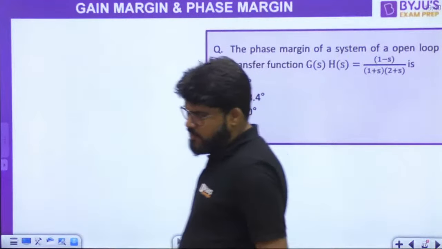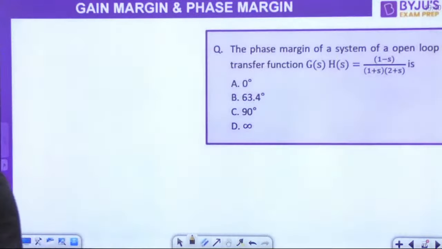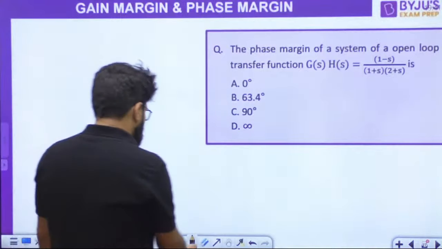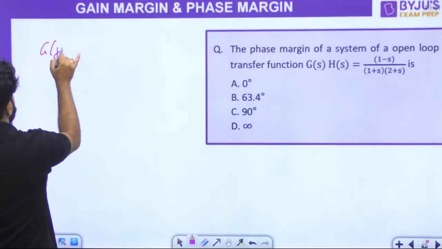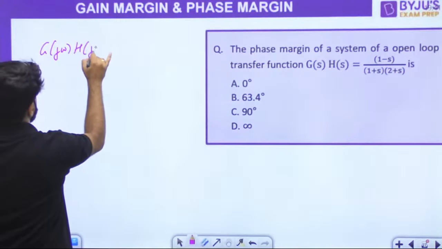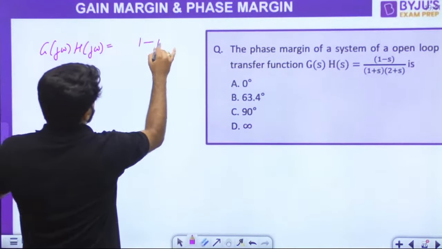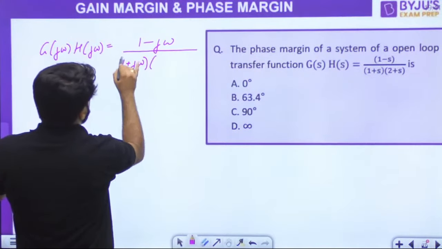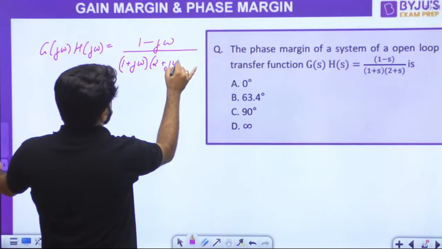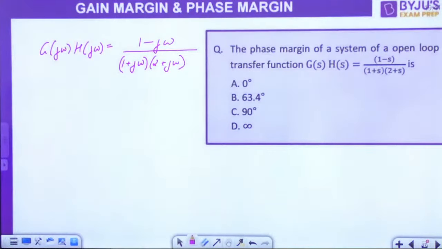The phase margin of a system with the open loop transfer function G(s)H(s) equal to (1 minus s) upon (1 plus s)(2 plus s). Okay, let's solve it together. So what is the frequency domain function G(jω)H(jω)? It is (1 minus jω) upon (1 plus jω)(2 plus jω).